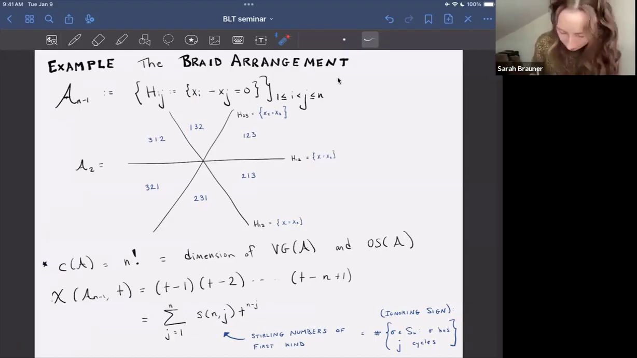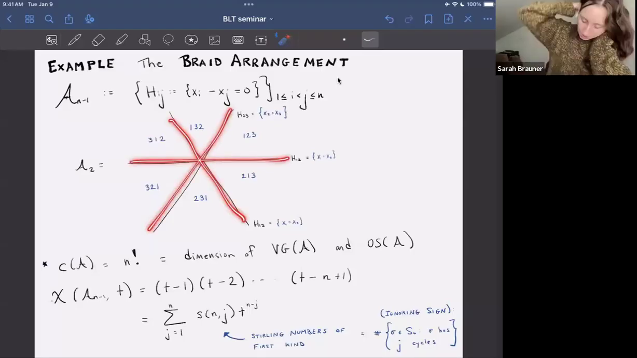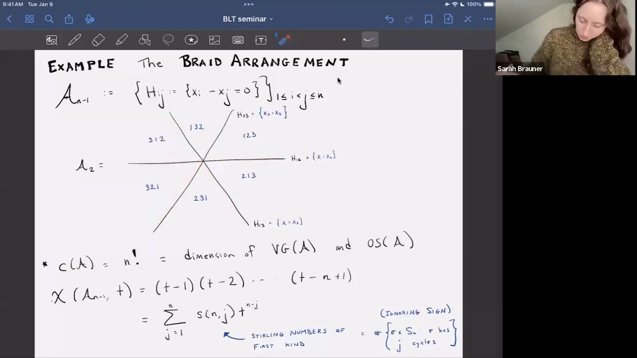And here's a picture when n is 3. So this is a two-dimensional hyperplane arrangement, and you can see here are my 3 lines. The number of chambers is n factorial. So this will be the dimension of both the Varchenko-Gelfand and Orlik-Solomon algebras. And you should really think about this n factorial as counting permutations. These permutations, I've written them down in the chambers. So the chambers are very naturally indexed by permutations.